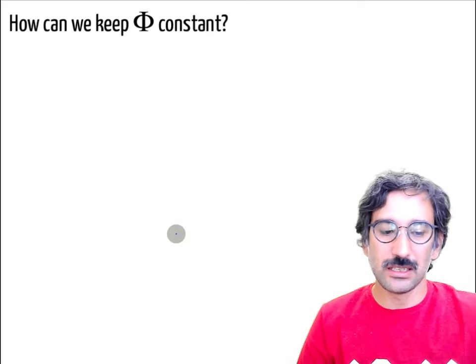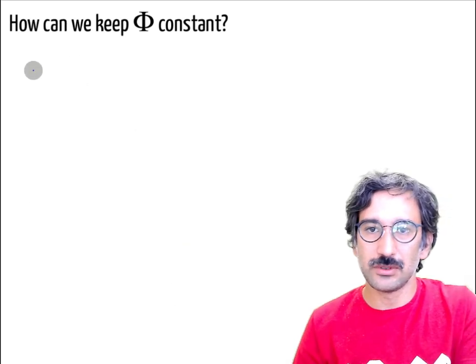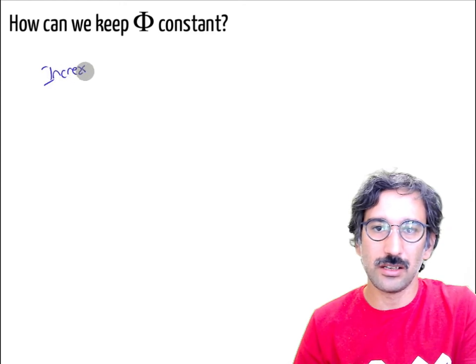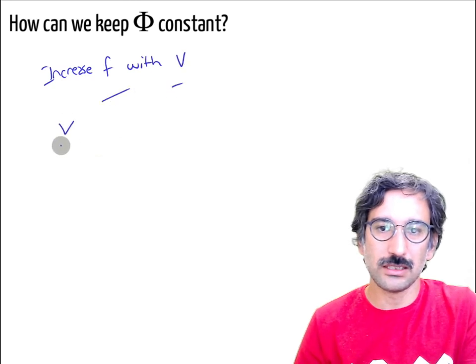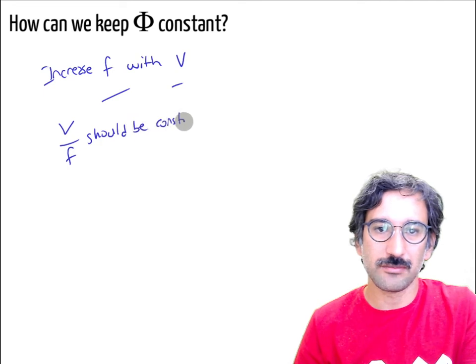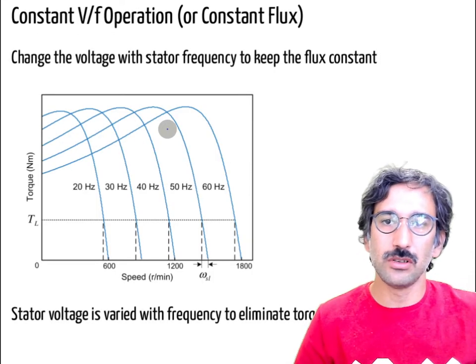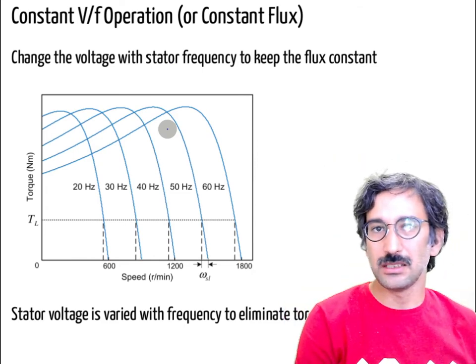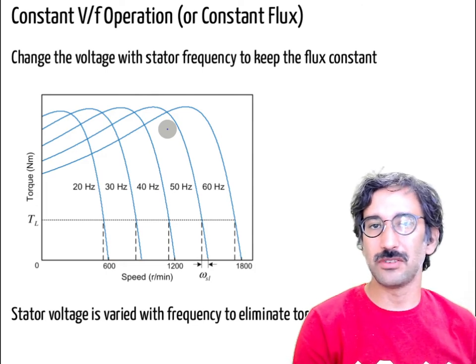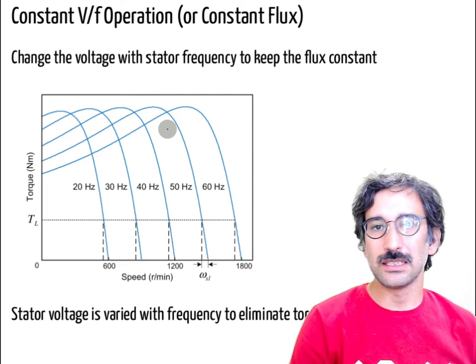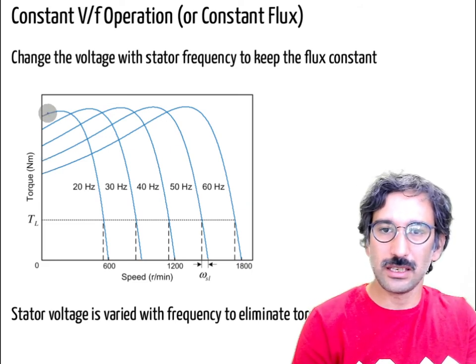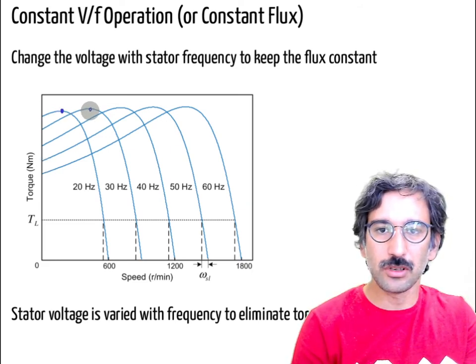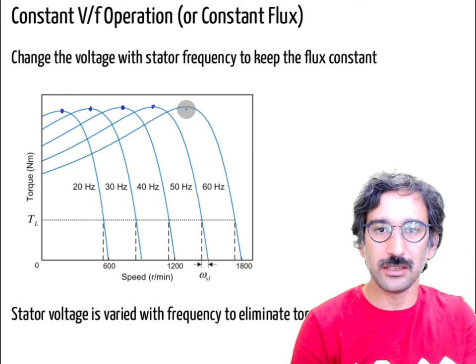If I increase F with voltage, so that V by F would be constant. With constant V by F operation, if you double the frequency, then double the voltage. If you halve the frequency, then halve the voltage. If you do that kind of operation, as you can see here, now the maximum torque can be kept at the rated value.